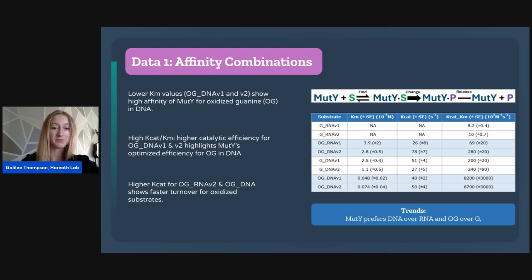And lastly, a higher Kcat/Km value means a higher catalytic efficiency. We showed that it optimized efficiency for oxidized guanine in DNA. So what are our overall trends? Our overall trends is that MutY prefers DNA over RNA and oxidized guanine over guanine.